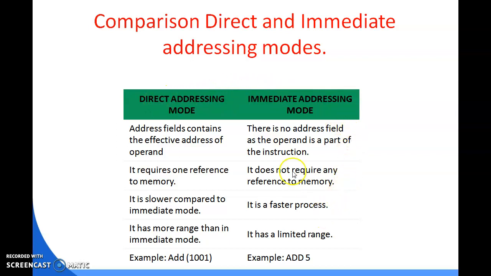On the other hand, though it is faster, it has a limited range to store the data. Clear now? But in the direct addressing mode, the range is very large compared to the immediate addressing mode, because its storing of address location is different. So you can store as much data within that location, and you only use the reference address within that instruction. There is no need to store all the actual data within that location where the instruction is stored.